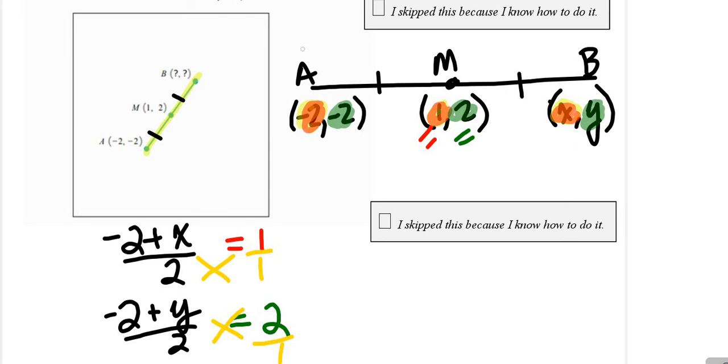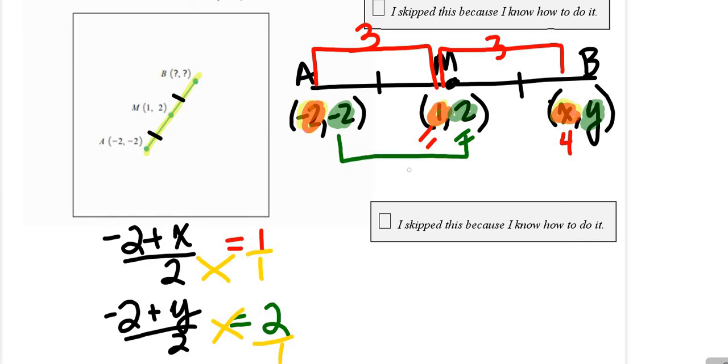Logic. If this is a midpoint, there's equal distance between -2 and +1. From -2 to +1, there would be 3 bunny hops on a number line. So from +1 to x, there must also be 3 bunny hops. So 1 plus 3, that would put us at 4.